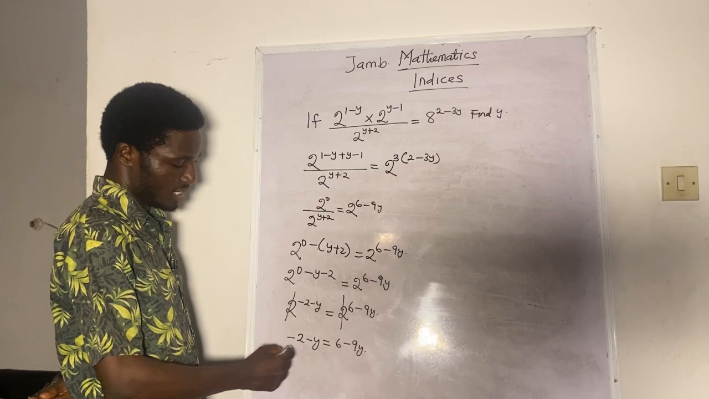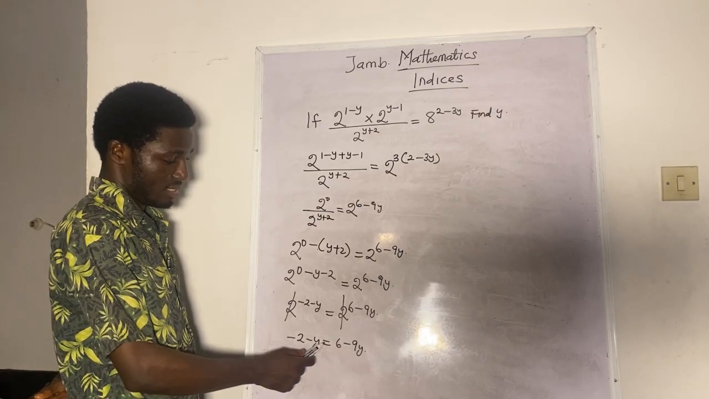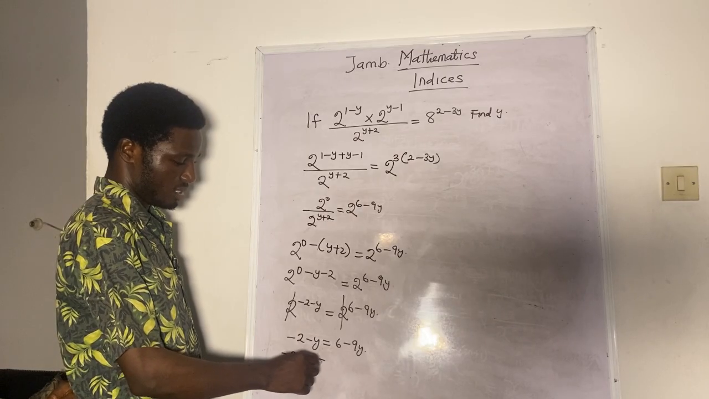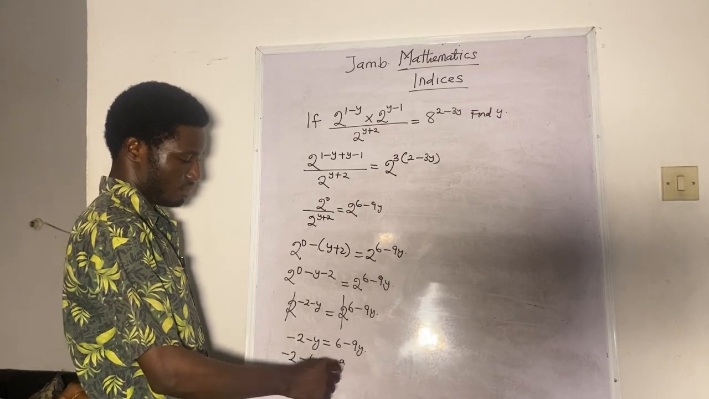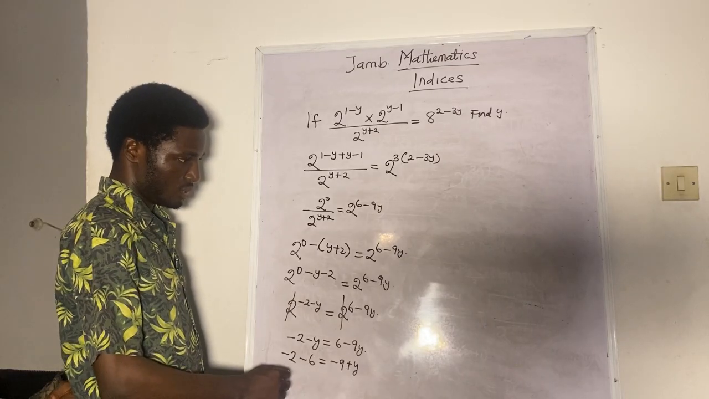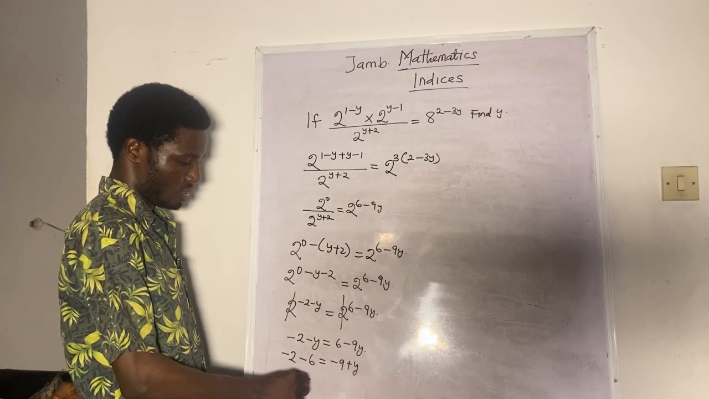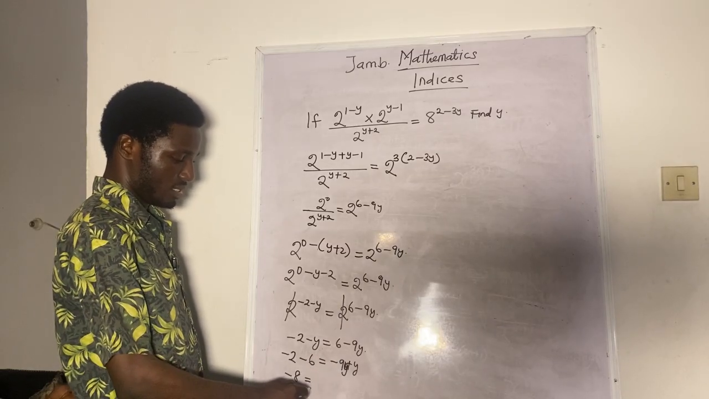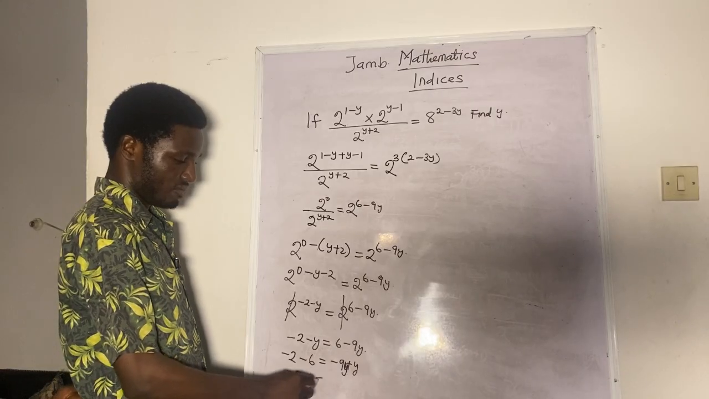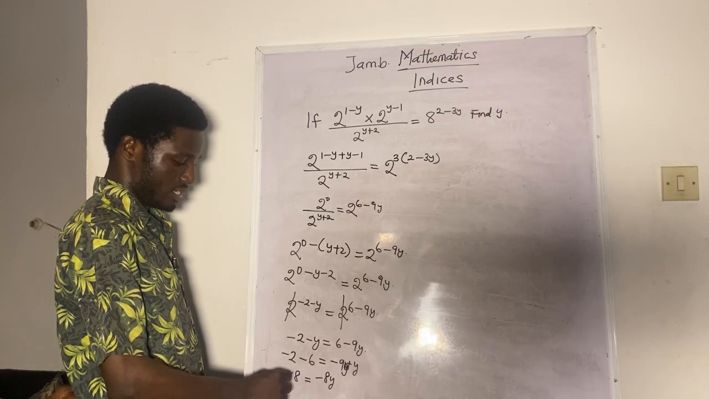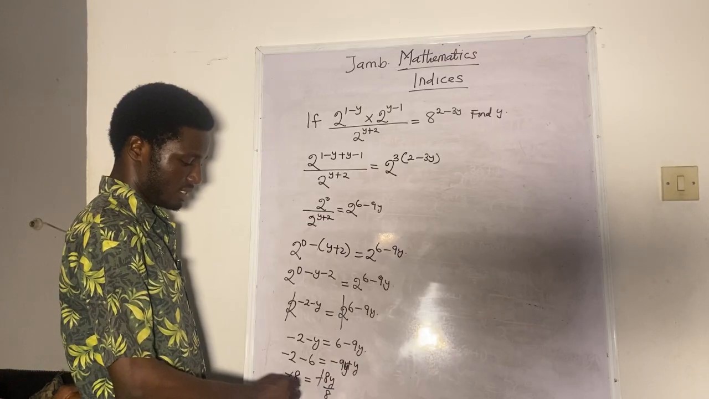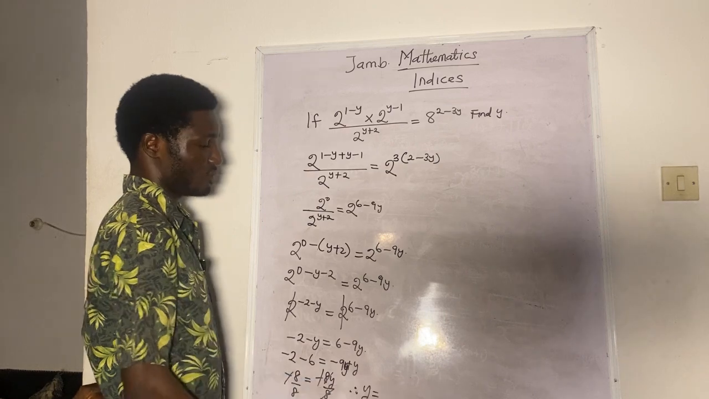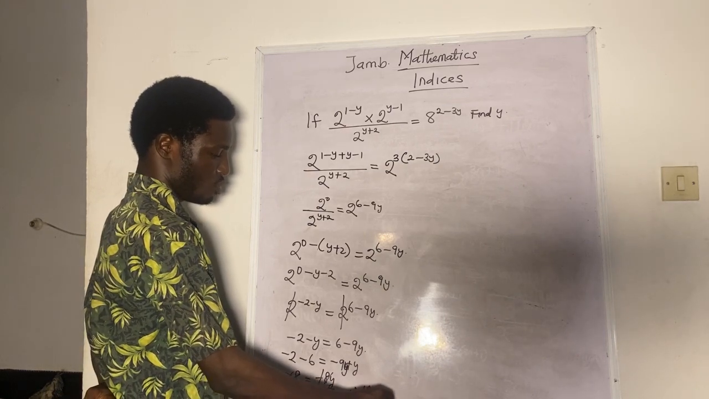That gives us negative 2, negative y equal this. We'll collect like terms. So we'll say negative 2 minus 6 will be equal to negative 9y plus y. That becomes negative 8 equal to, sorry, here is 9y plus y. That will give us negative 8y. So negative cancels negative, divide through by 8. 8 cancels 8. Therefore, the value of y which we're asked to find is equal to 1.